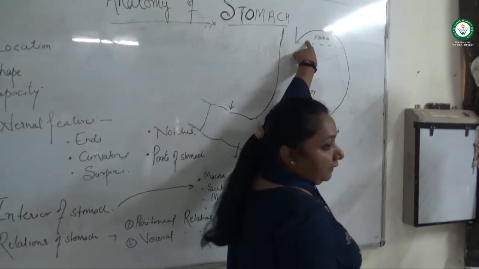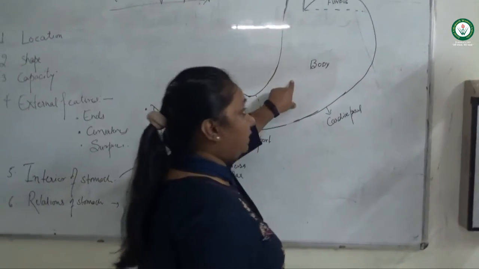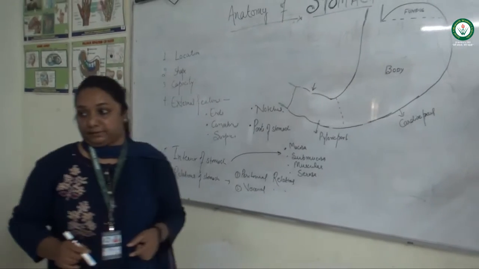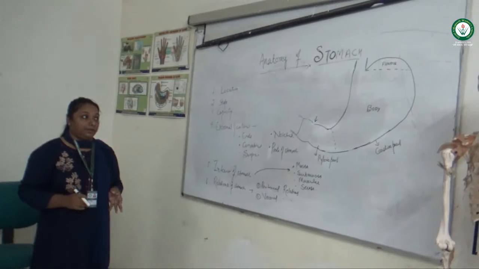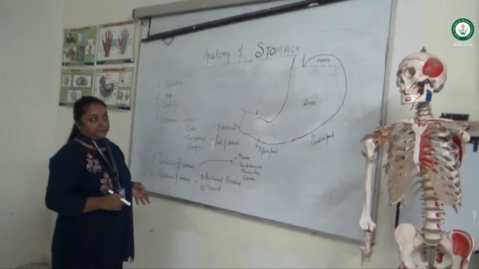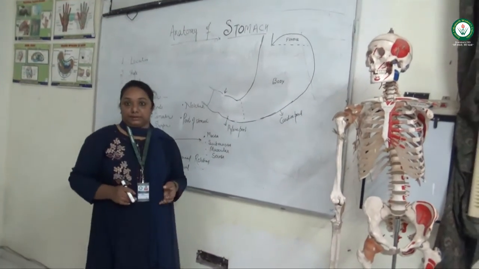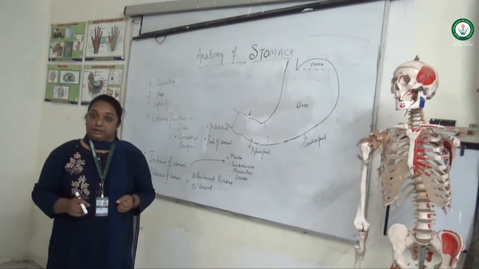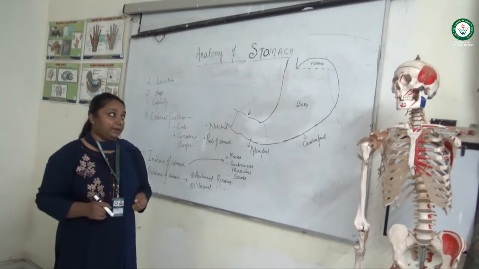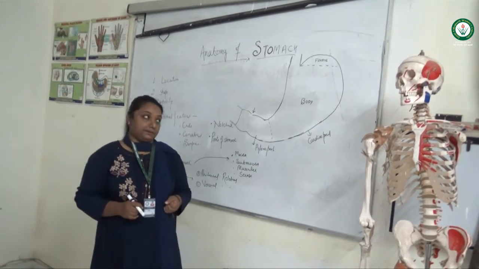The fundus is occupied with gas, and in the body there are numerous gastric glands. So what is the characteristic of these glands? There are secretory cells present in these glands: the mucous cells, which secrete mucus, and the peptic cells and the parietal cells.